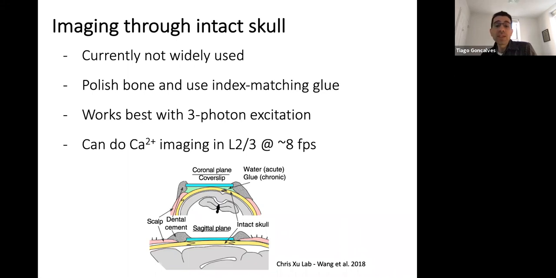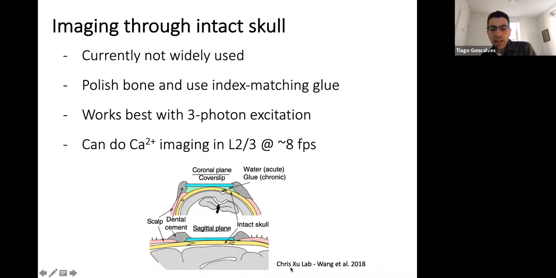imaging through intact skull. This is actually possible, and people usually do this with 3-photon excitation. So 3-photon, I'm not going to be talking too much about it, but it's an even lower probability event than 2-photon. You can go into your sample with even higher wavelength light that will result in less scattering.